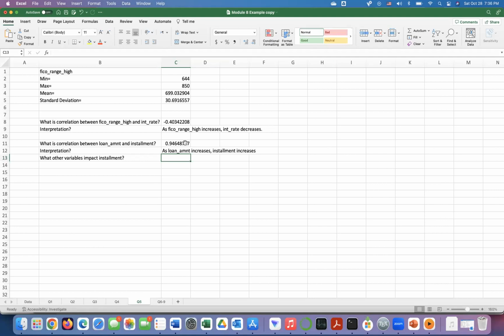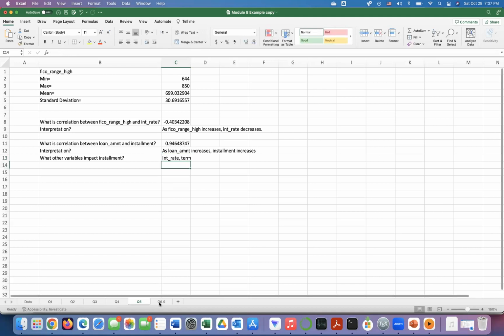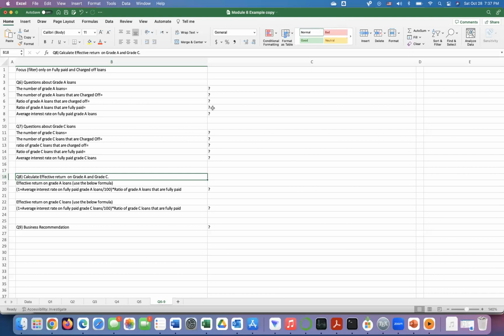What other variables impact installments? Maybe interest rates. Yes, interest rates, like oppositely, yes. If interest rate increases, no, as a matter of fact, directly, interest rate increases, installments increases as well. Or term, is it 6 months or 60 months or 36 months? Good. Now that we know our data well, let's answer these questions.